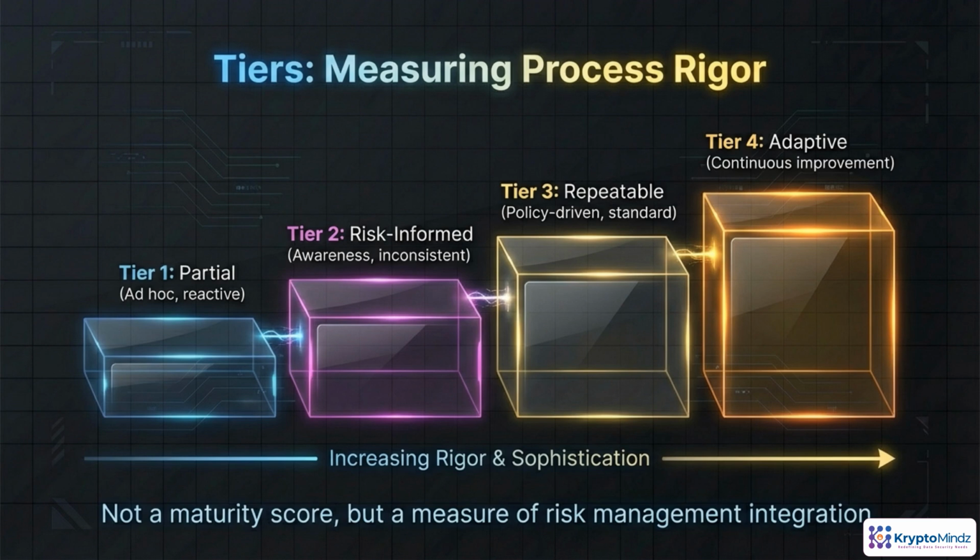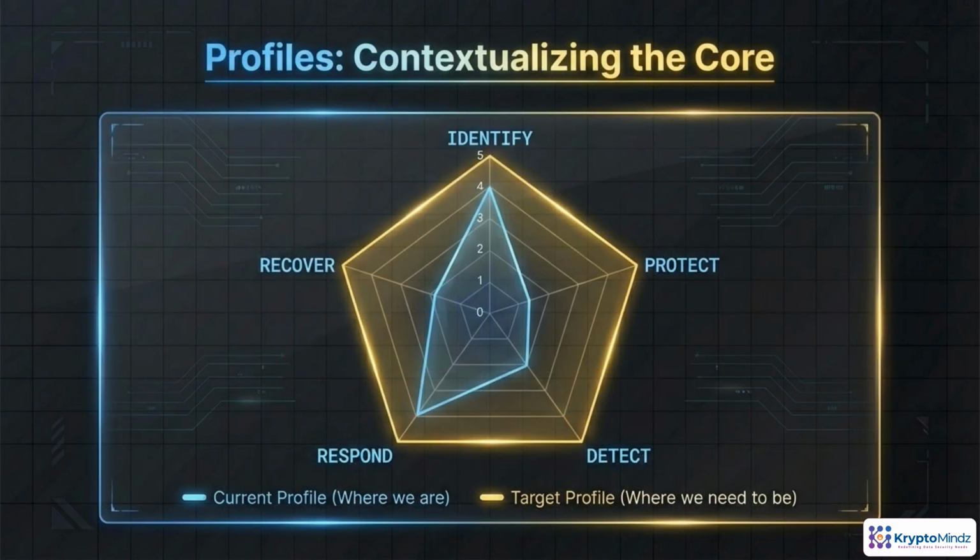Implementation tiers describe how rigorously an organization manages cybersecurity risk, not how good or bad it is. Tier 1 is mostly ad hoc and reactive. Tier 2 is risk-informed. People are aware of risk, but practices are inconsistent. Tier 3 is repeatable. Policies and standards drive regular execution. Tier 4 is adaptive. Feedback, threat intelligence, and metrics continuously improve controls. When you assess tiers, focus on how integrated cybersecurity is into governance, planning, and everyday operations.